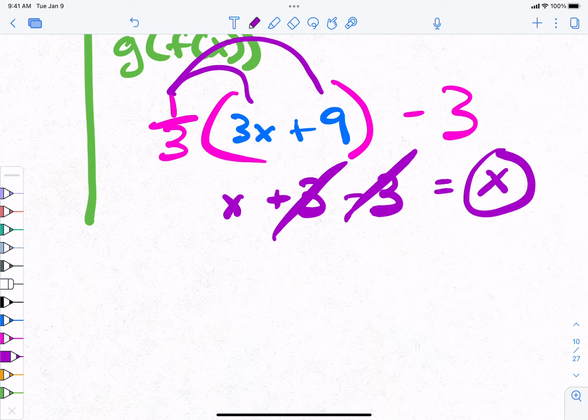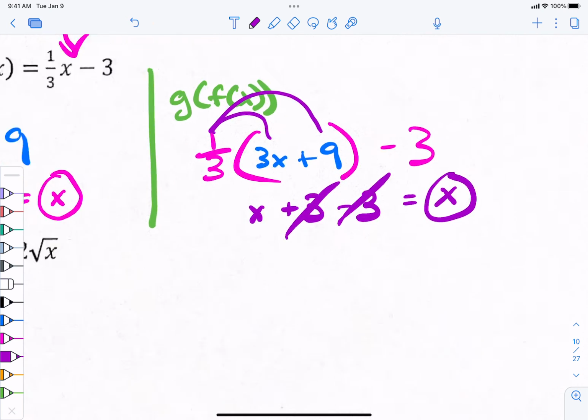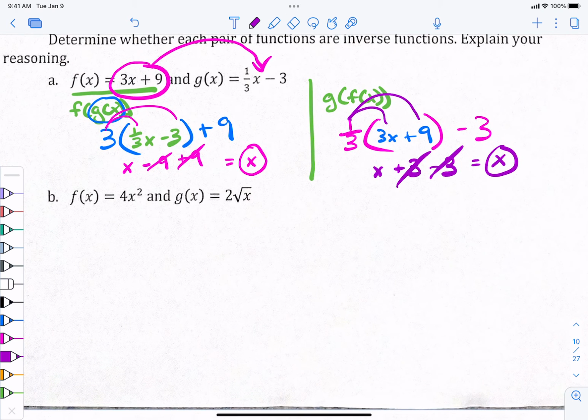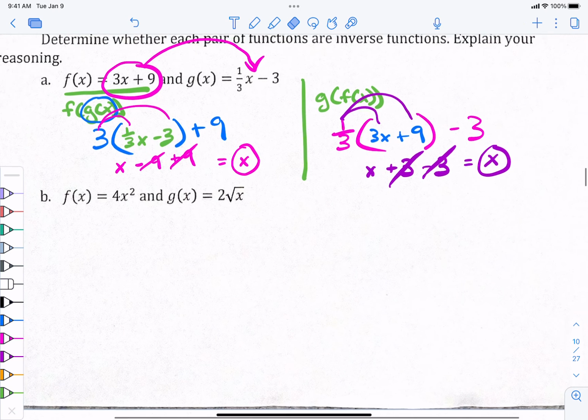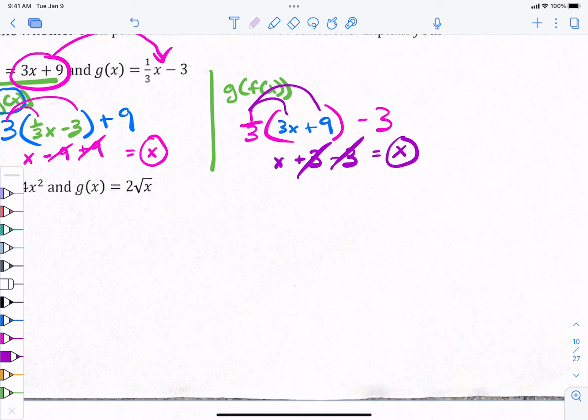Okay, here's the rule. If you do it one way and you do it the other way, and they both come out to be x, then they are inverses of each other. So this would be yes, they are inverses.